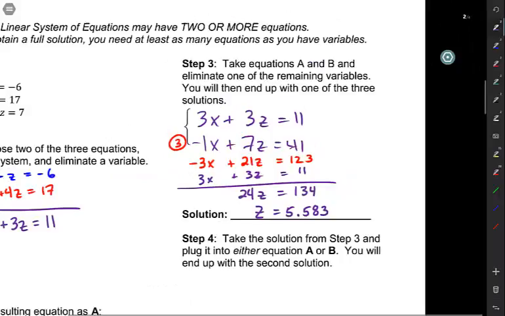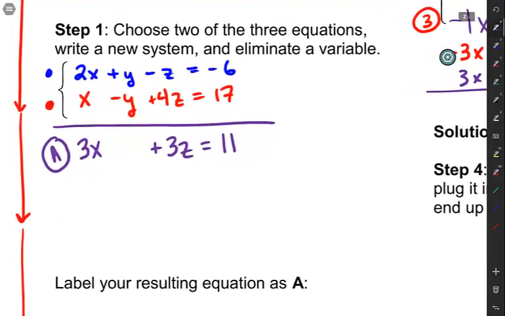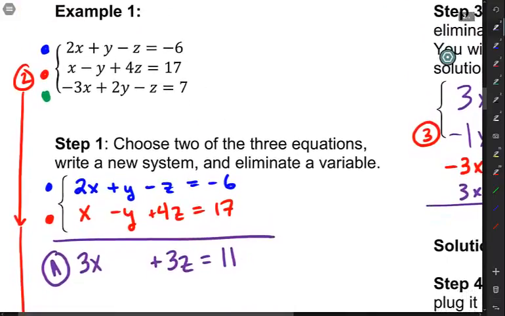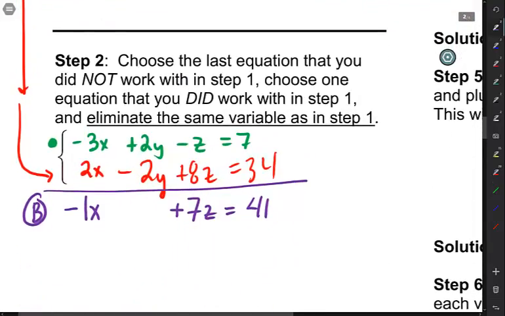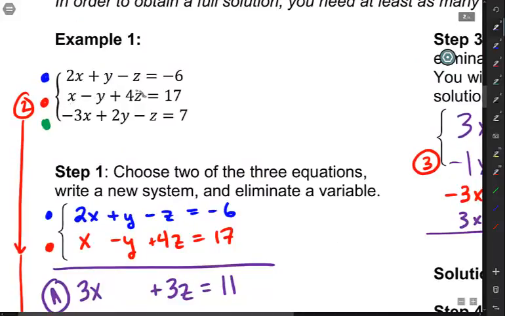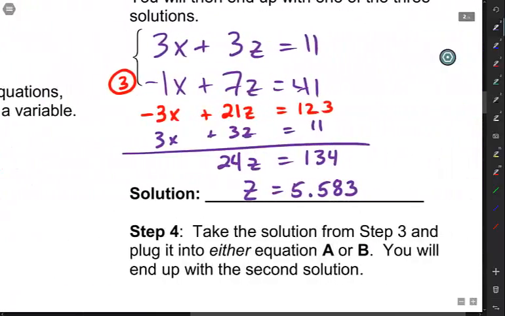So before we go back, let's just check and make sure we didn't make any mistakes. 2x and x is 3x, right? Did we copy anything wrong? No. Okay. 3z and 11. Is that right? Did we multiply the red correctly by 2? Red by 2. 2, 2, 8, and 34. Negative 1x, positive 7z is 34 and 7, 41. Okay, we're just checking before we go further.